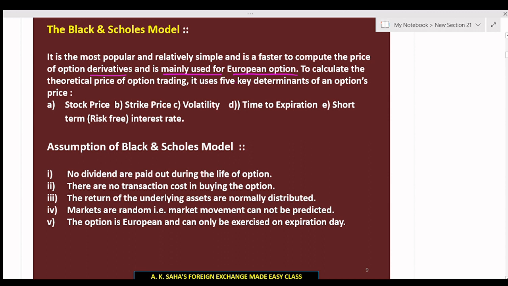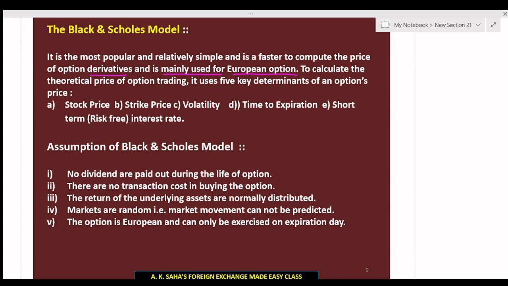Still, I repeat it. A European option can be exercised by the buyer of the option only on the expiration date. In India, all the options are European type. An American option can be exercised by the buyer any time on or before the expiration date. Currently, American options are not allowed in India.